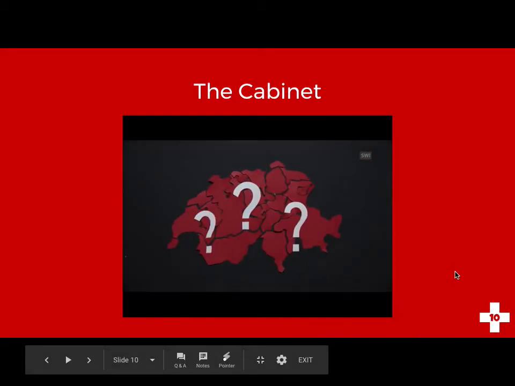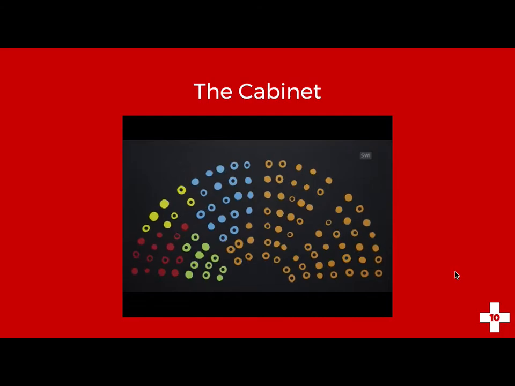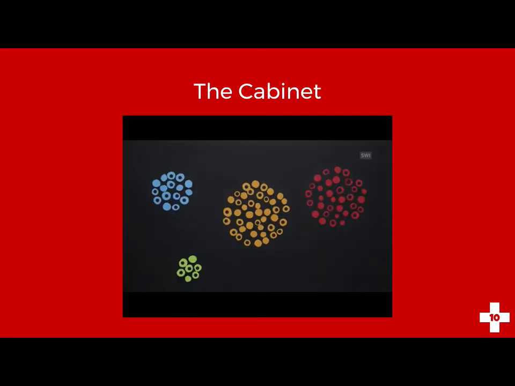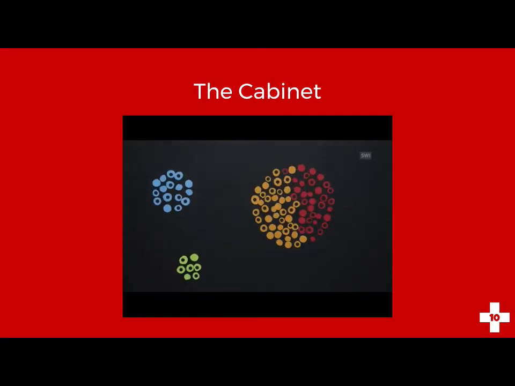How should a country be ruled? In many democracies, a party that wins a majority forms the government. When a party doesn't reach an absolute majority, it has to join forces with other parties. Together, they form a coalition government.